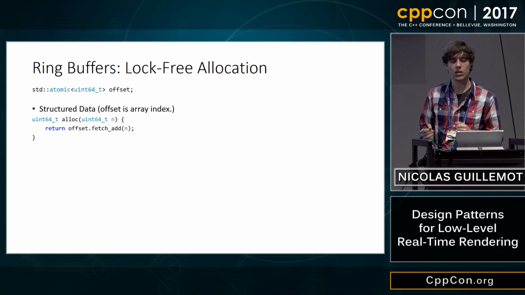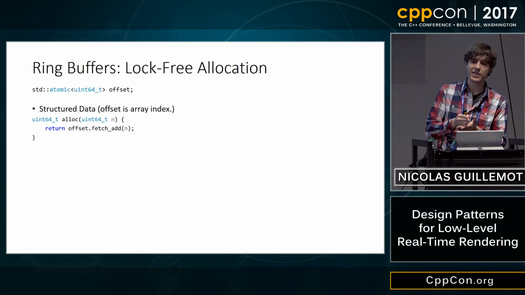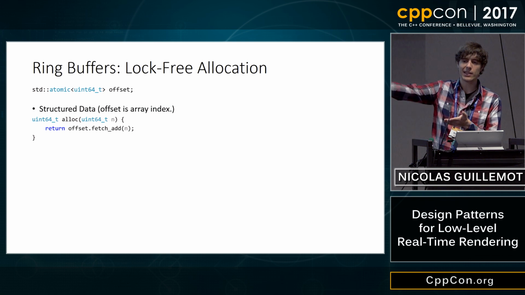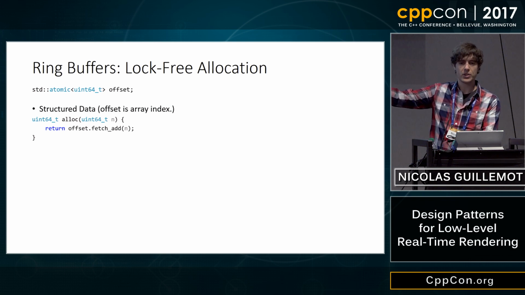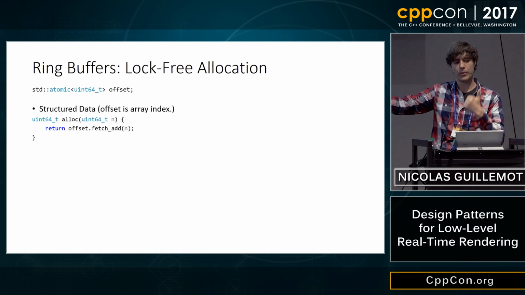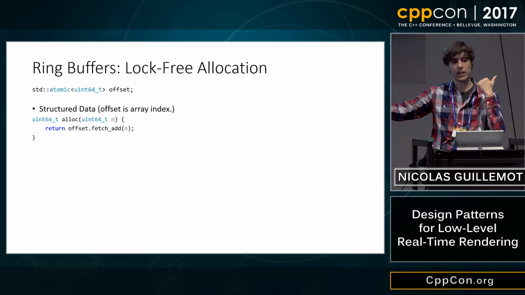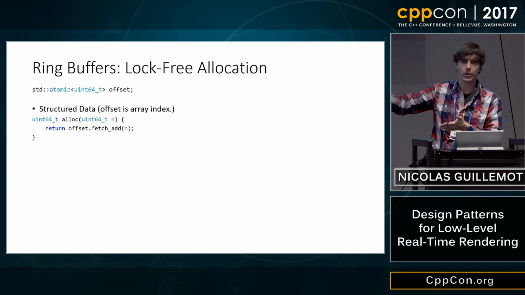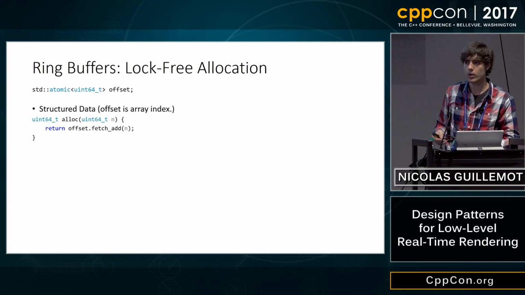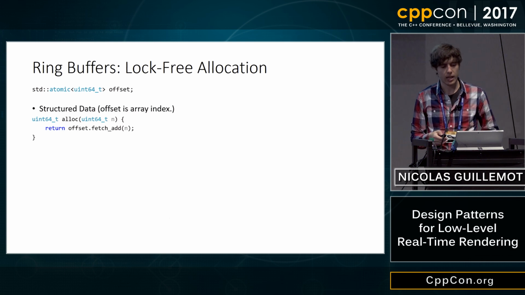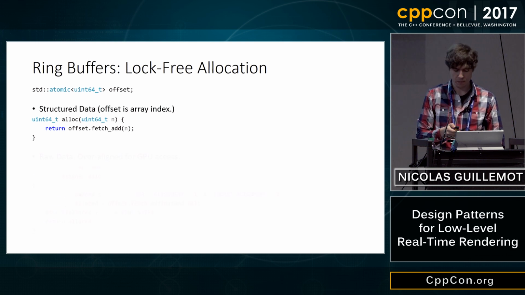So when you do a fetch add, what that does is it increments the current offset by the number you said, so it'll allocate that many entries, and it returns the old value. So by returning the old value, that's what tells you, here's the start of the range you allocated, and it bumps the pointer forward, or the offset forward, by that amount. So that's a relatively straightforward application of lock-free allocation.